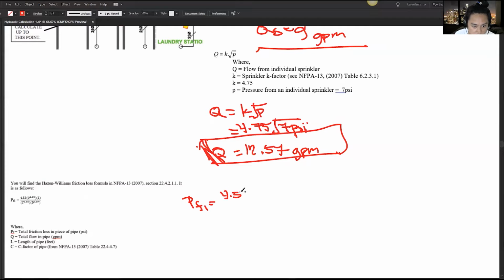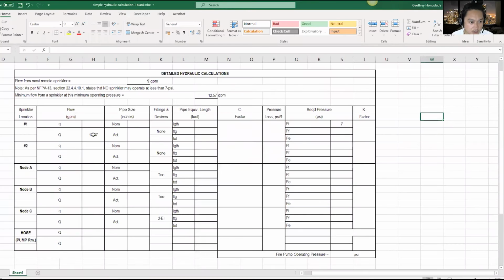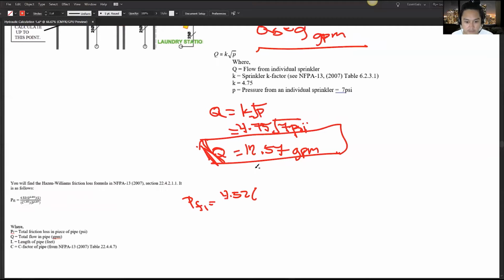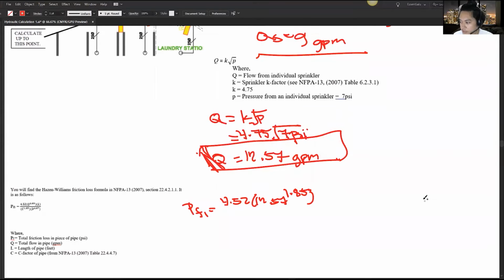So that's 4.52 times Q, what's the Q again? We've already placed that in our table. That's 12.57, that's in GPM, raised to the power of 1.85, times the length, and the length is 2.5 meters. If we convert that to feet, this should be 2.5 times 3.28.